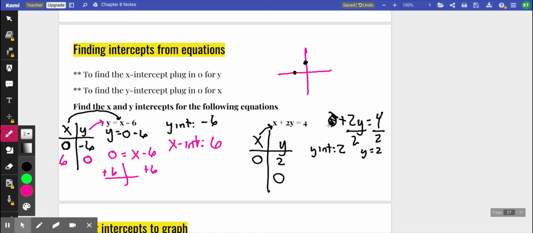And to find the x-intercept, I'm going to plug a 0 in here. So we would have x plus 2 times 0 equals 4. Well, 2 times 0 is 0. Nothing else to solve here. X is equal to 4. So my x-intercept is 4.